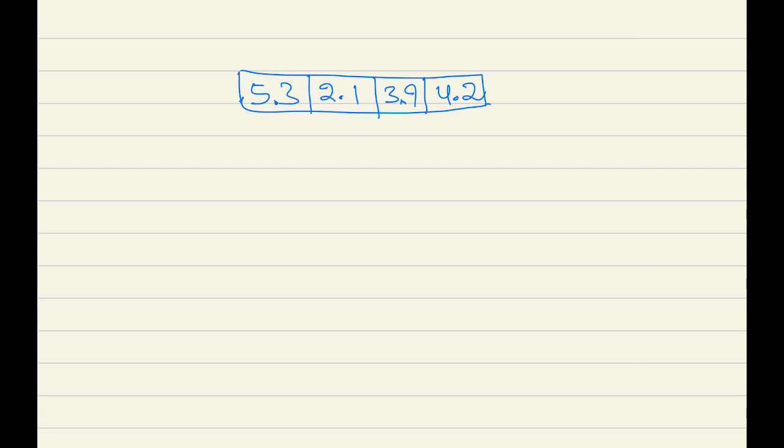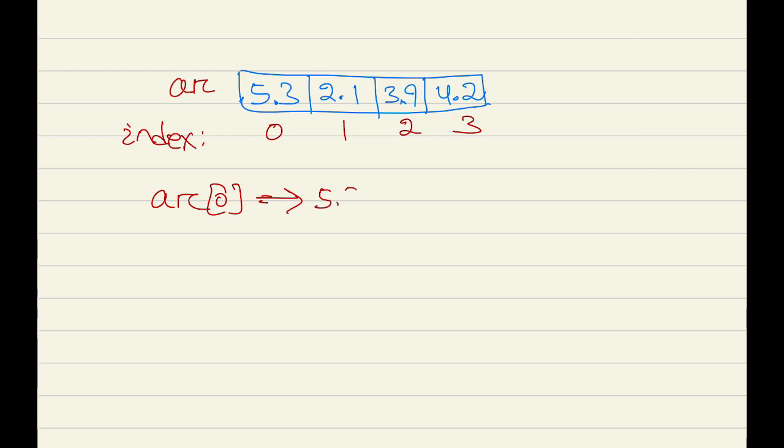So we can say the index is 0 here, it is 1, 2 and 3, and assume the name of the array is AR. So we know that AR of 0 is 5.3, because 5.3 is stored at AR of 0 or at index 0. Similarly, 2.1 is stored at index 1, 3.9 is stored at index 2, 4.2 is stored at index 3.